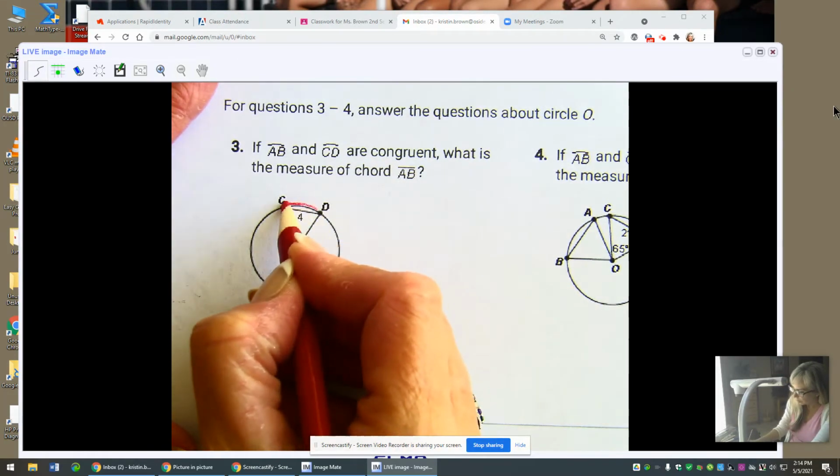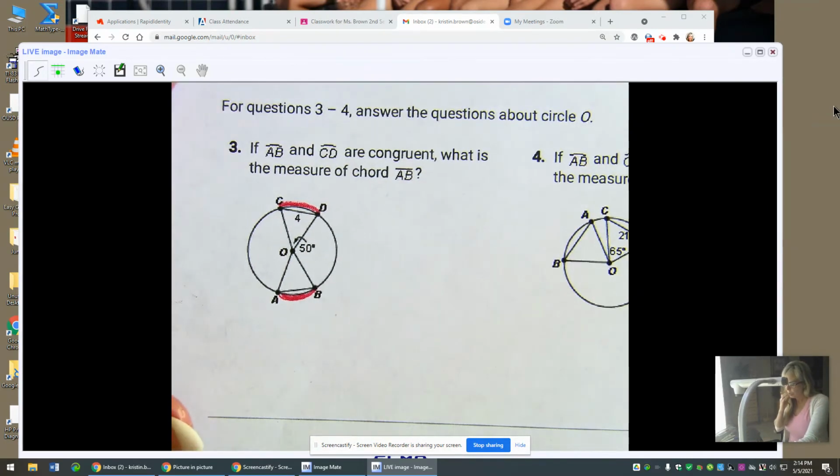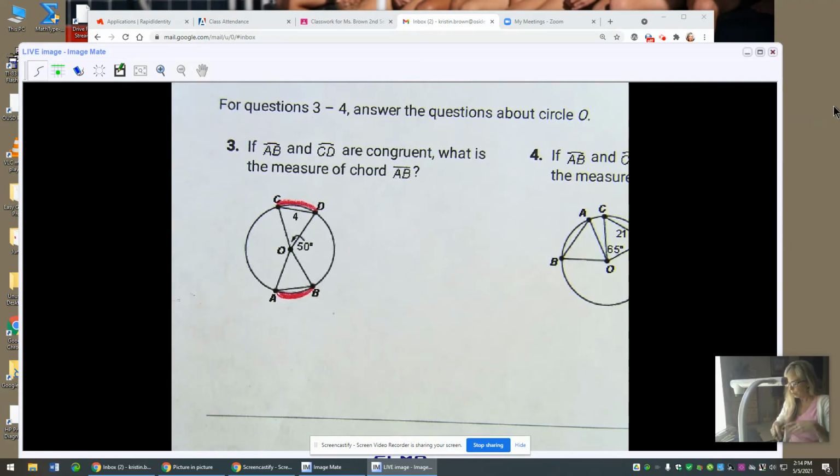Let's see if I can actually put on the arc. Those are congruent. They are the same. What is the measure of chord AB? Okay, well, you probably just want to say 4, and it's true, but let's just think about why it's true.